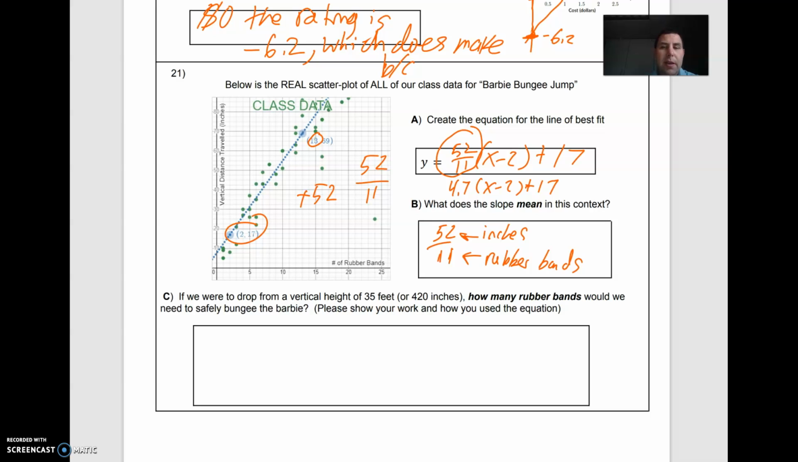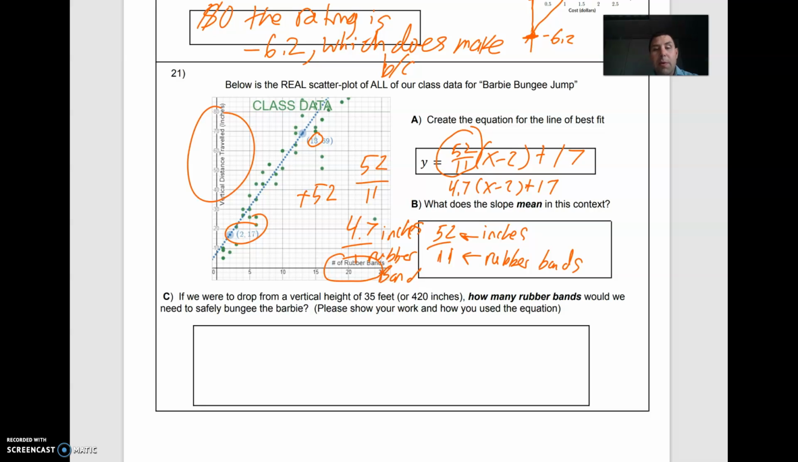Another way you could have said it, if you use the 4.7, would be for every one rubber band, because again, 4.7 is 4.7 over 1, we travel about 4.7 inches. That would also be acceptable. So the idea here is you're making sense of the change of y over the change of x with the quantities, with what's said on the x and what is said on the y.